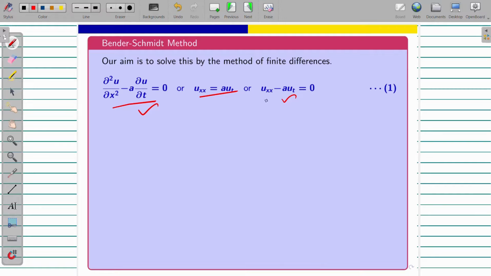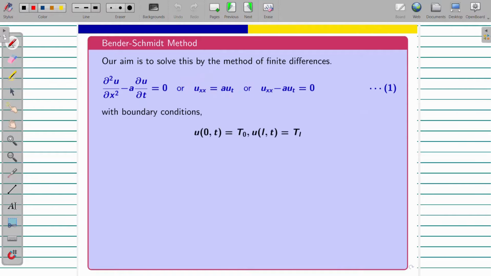So before solving by the Bender-Schmidt method, it's better to write the problem like that. Take it to the right hand side, then choose your a. If it is on the left hand side, you will be confused whether you have to choose minus a or not. So that's why while solving by the Bender-Schmidt method, try to write the equation always like u double x equivalent to a into ut. Uxx on one side, ut on the other side after the equals sign. It's better to write like this and then choose your a. Then only you won't make any mistakes.